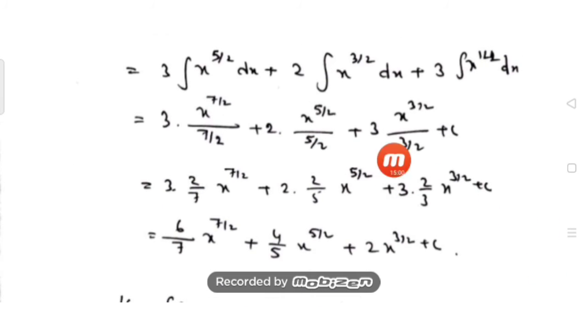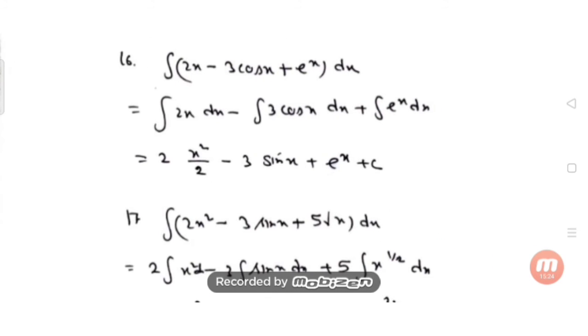That means apply formula. Integration symbol will be removed. 3. This is 5 by 2 plus 1, that is 7 by 2, divided by 7 by 2. Here I skip some steps. If you want, you can write down those steps. 2. This is 3 by 2 plus 1, that is 5 by 2, divided by 5 by 2. 3 is there, and x to the power half plus 1 is 3 by 2, divided by 3 by 2. Taking reciprocal and simplifying, we got this step.